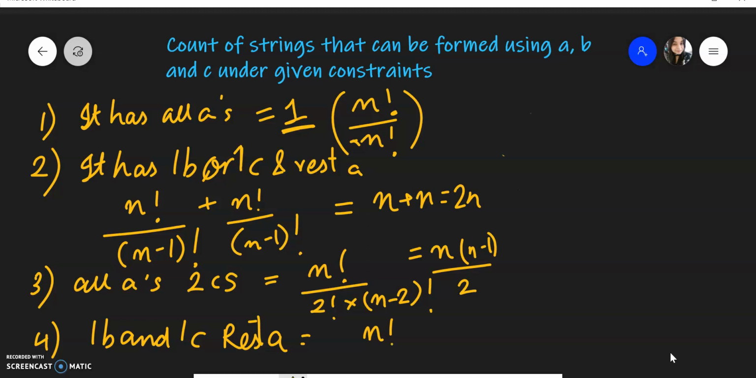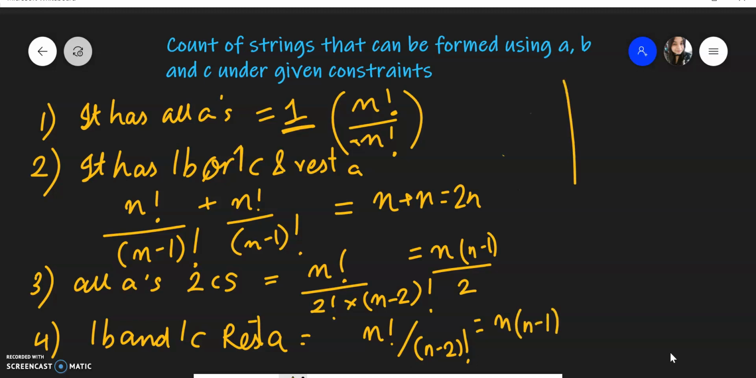So this will be n factorial divided by how many A's are left? N minus 2 factorial, right? We wouldn't need to divide by the factorial of the count of B or C because it's just 1, it doesn't matter. So this will come out to be n into n minus 1.